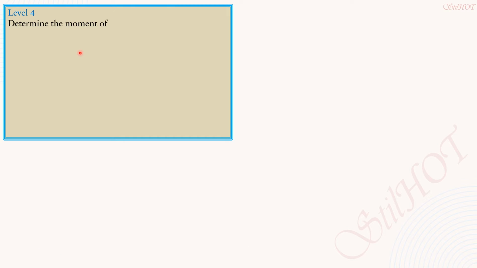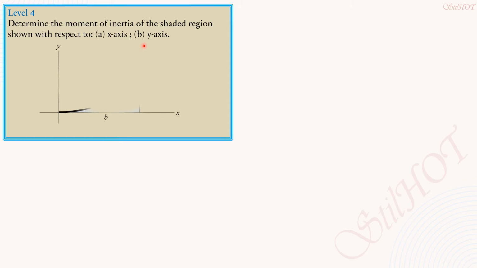Level 4. Determine the moment of inertia of the shaded region shown with respect to A, x-axis, B, y-axis. And we'll use this to generalize the calculation of the moment of inertia for common figures. So for the solution, let's have a horizontal strip first, and we'll use that strip for both the derivation of the moment of inertia about the x-axis and about the y-axis.